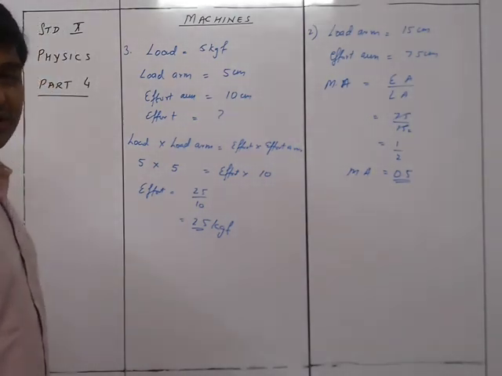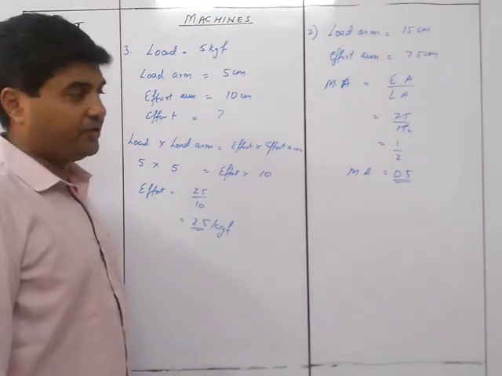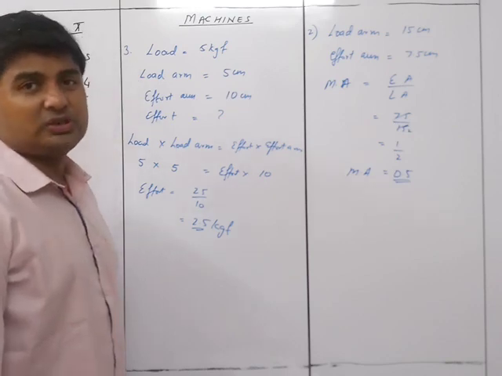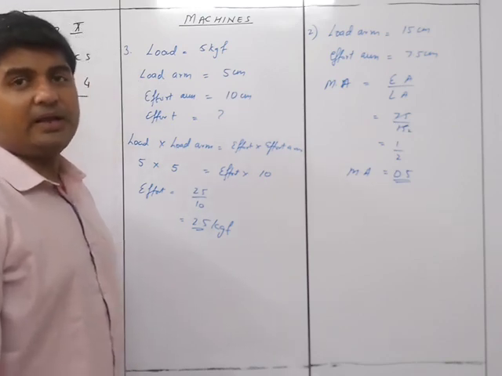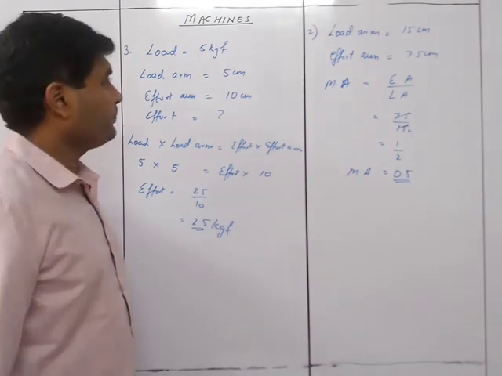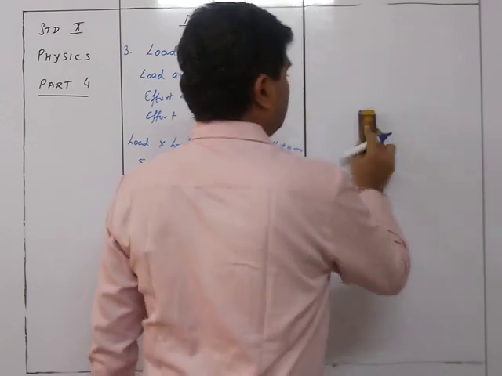Clear? So the effort arm was given to you, load arm was given to you, load was given to you, and effort is what you need to find out. The main important thing is to understand the question, understand the data, and accordingly use the right formula to get your answer. Okay. We move on to sum number 4.